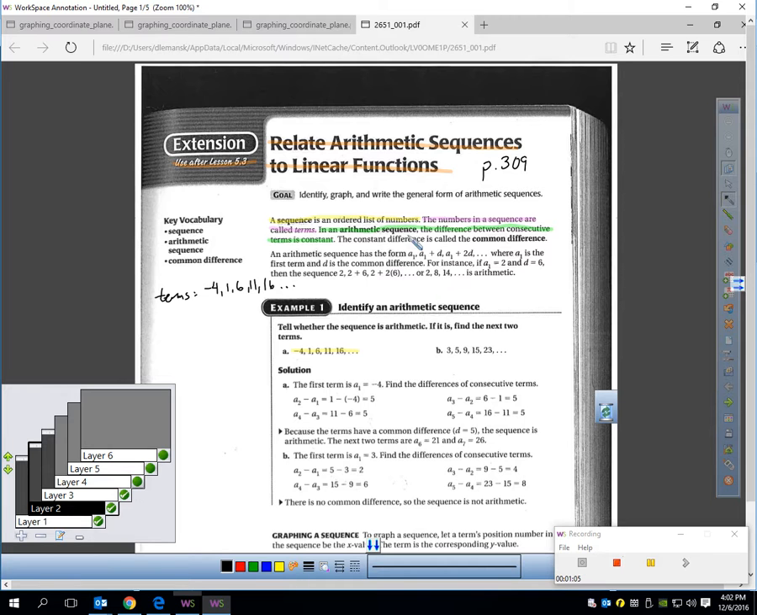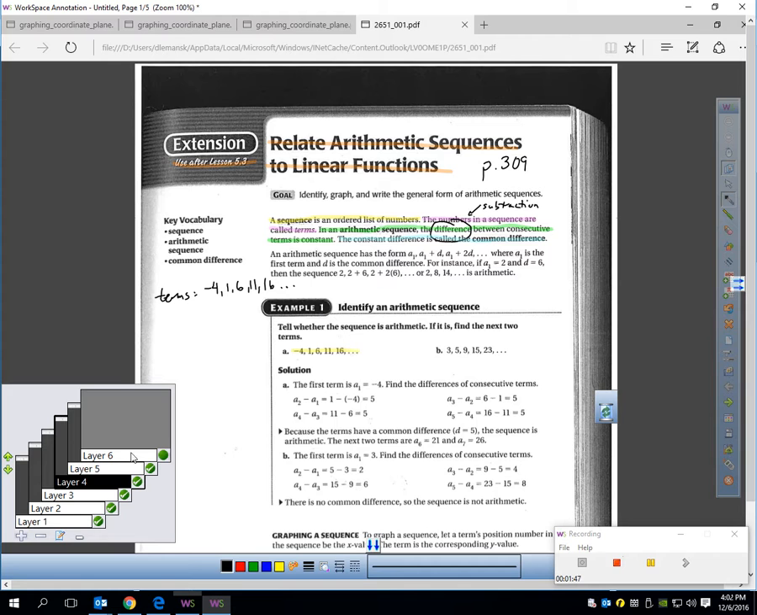Now, when you have an arithmetic sequence, that's the next vocabulary word, the difference between the consecutive terms is constant. Now, we got to be careful with this definition. The word difference means subtraction. So let's just remind ourselves of that. What they're saying here is if we have an arithmetic sequence, if we subtract the terms, we ought to get a constant amount, which I'll show you in a minute.